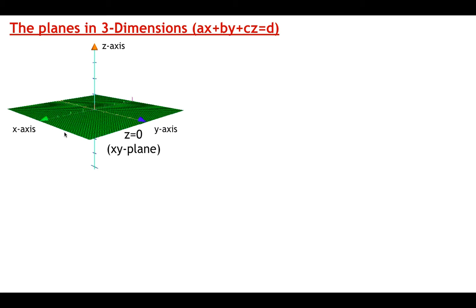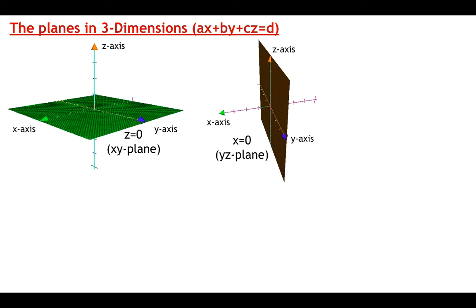Okay, so this is the xy plane, which passes through the x-axis as well as the y-axis. At each point the value of z is 0. Similarly, we can have other planes like x equal to 0, or the yz plane.